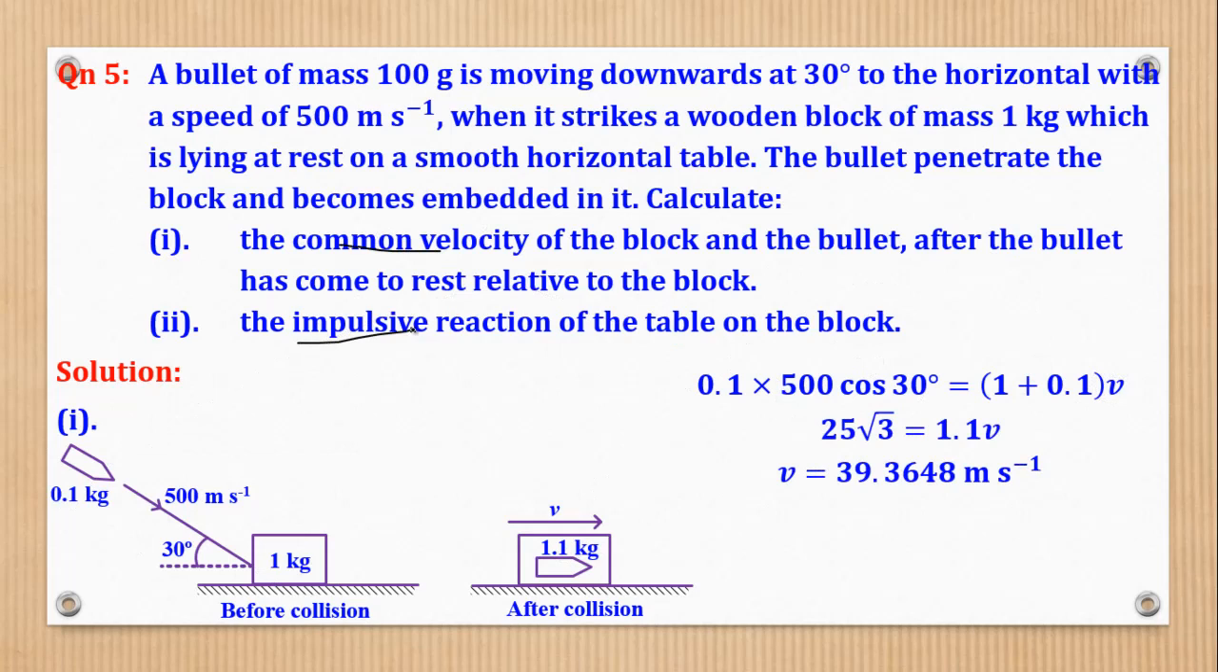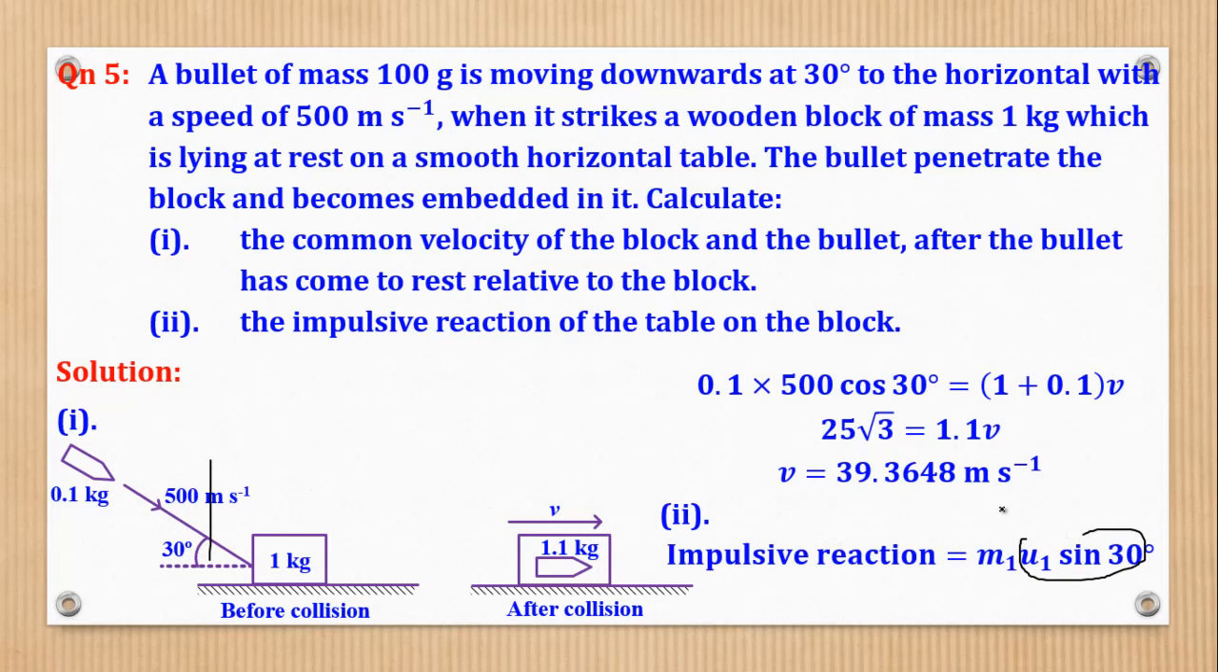Part B, impulsive reaction on the table. Impulsive reaction will be the vertical component of the momentum of this bullet. So when I resolve this velocity vertically, I'll come up with this. Then I can substitute and get the reaction they want.